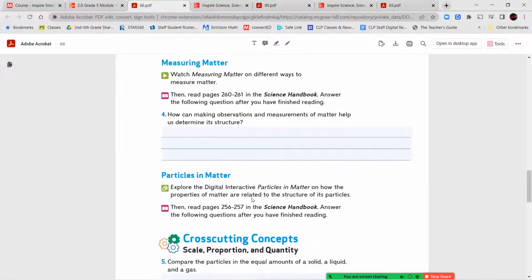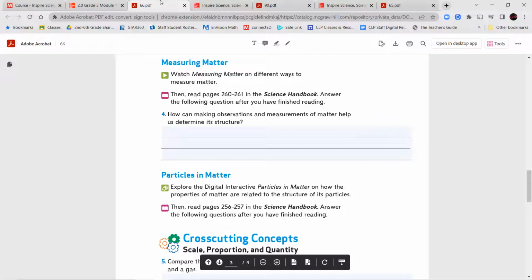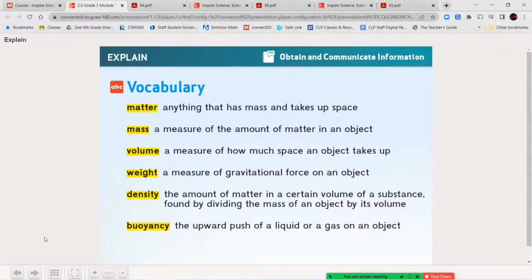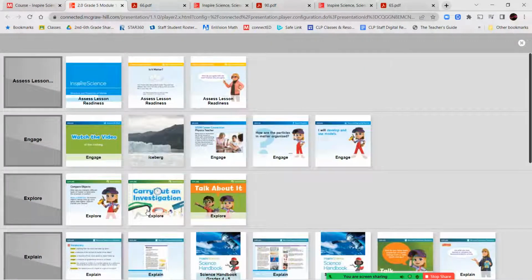All right, next we're going to watch a video titled Measuring Matter on Different Ways to Measure Matter. And then we're going to read page 260 and 261 in our handbook and answer the questions after we finish reading. The question we are going to be asked is, how can making observations and measurements of matter help us determine its structure? So let's go ahead and jump into our video.